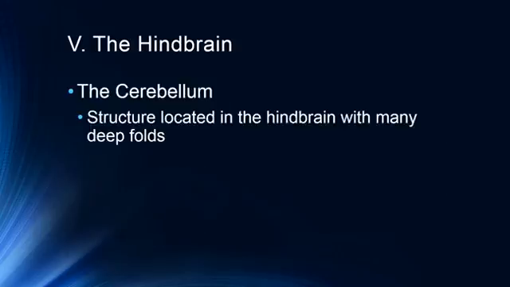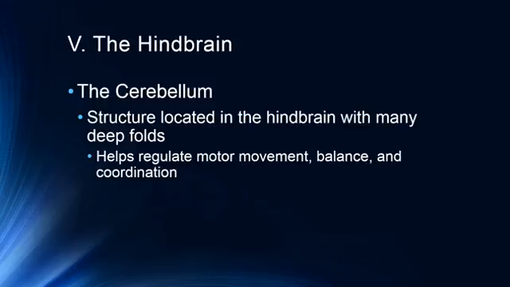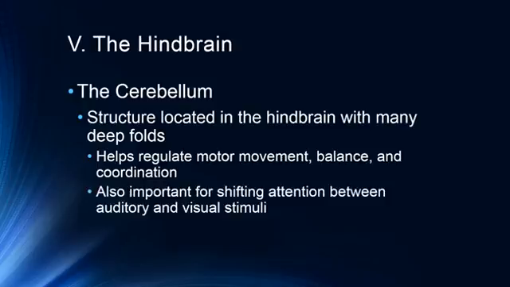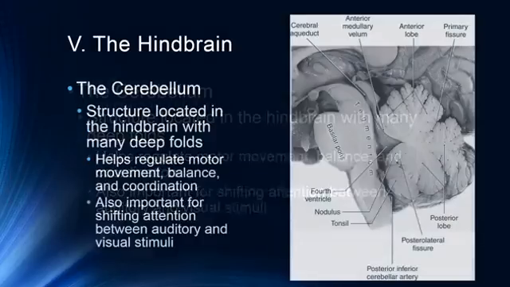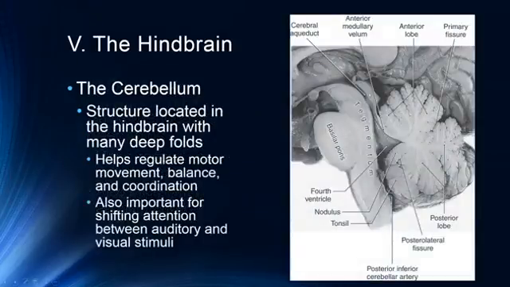The cerebellum is a structure located in the hindbrain with many deep folds. Cerebellum basically means small brain. It has its own really unique structure and function. This is the only location of Purkinje cells. It helps regulate motor movement, balance, and coordination. It's also important for shifting attention between auditory and visual stimuli. As you can see here, very detailed, lots and lots of neurons here in the cerebellum.